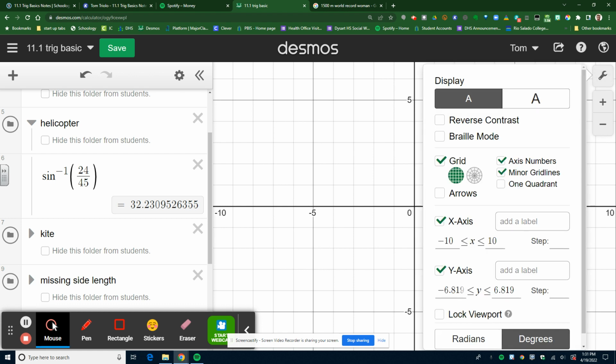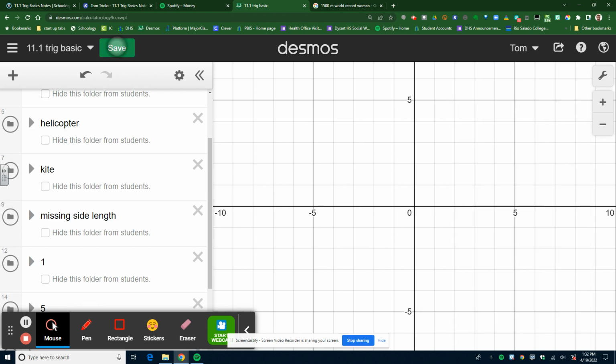Because the default, every time you open up a new file, it's going to be in radians. But here's the good news. When you save and you're doing stuff in degrees, when you open it up next time, you don't have to reset it to radians. Okay? So once you save with degrees, it'll stick with degrees. And that is the helicopter problem.